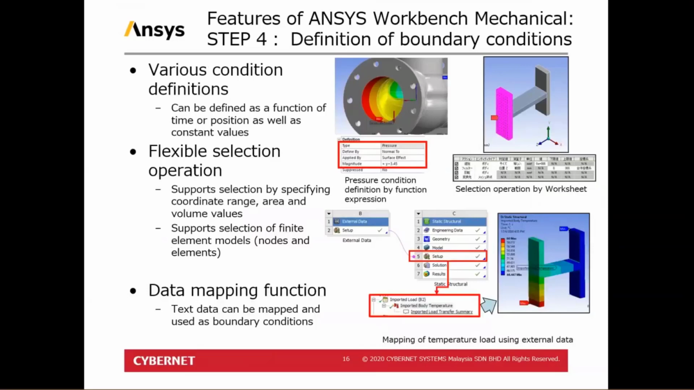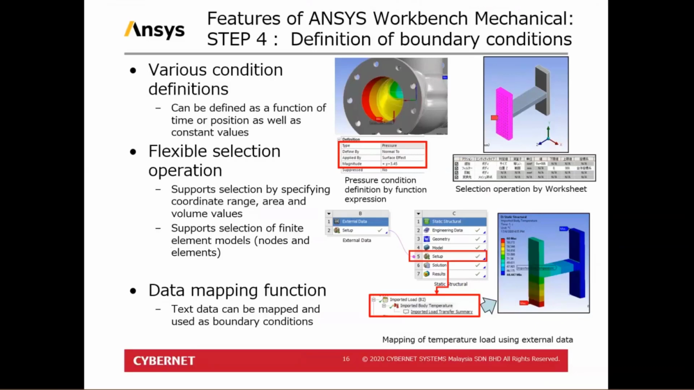So the next step of our analysis usually will be the definition of boundary conditions. This is basically where the users define the loads, the fixed points, and other types of boundary conditions on the model. Now, based on what you are seeing on the screen right now, the loads can be defined either as a constant value or, if the users want, as a function of time and also maybe position. So the users can be really specific about where and how to apply the boundary conditions.